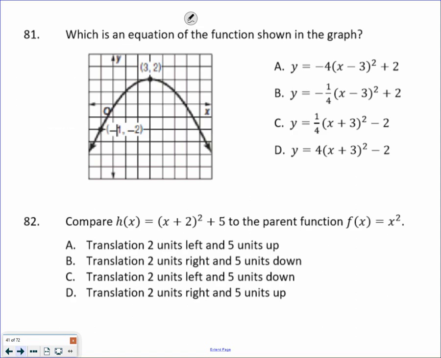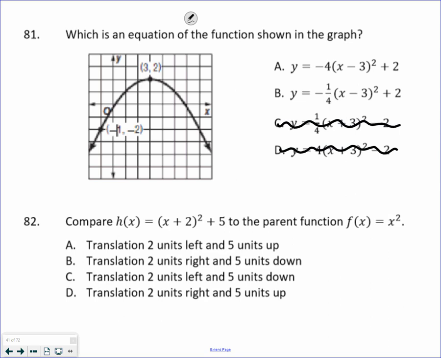So now I'm looking for a vertex at positive 3, positive 2. So let's go over to the equations and look for positive 3, positive 2. So the first one, could that be the correct answer? Maybe. Okay, positive 3, positive 2 is the vertex. B, again, positive 3, positive 2. Next one, negative 3, negative 2, and negative 3, negative 2 again. So it's not those two.